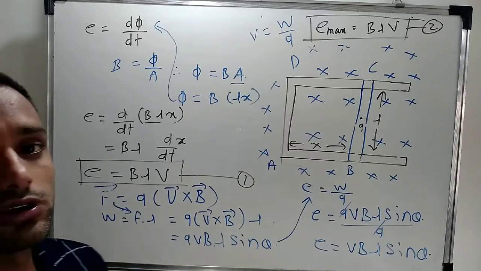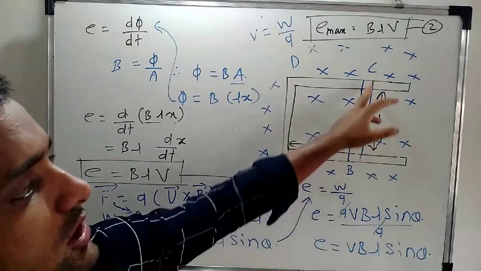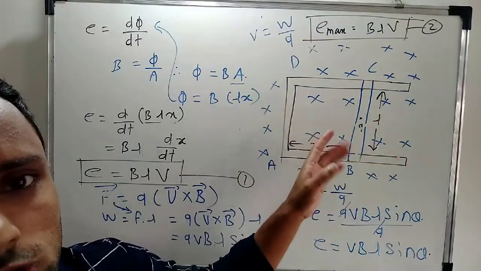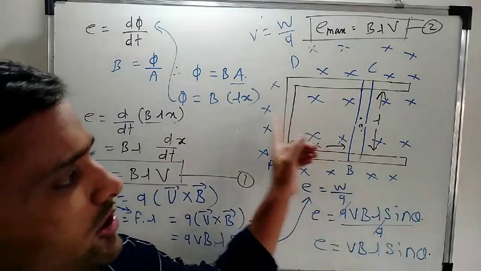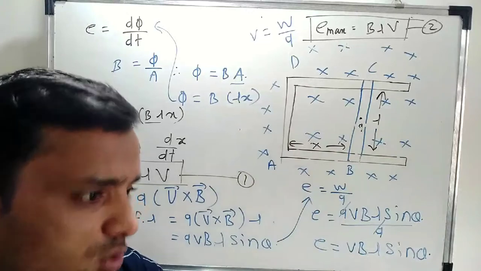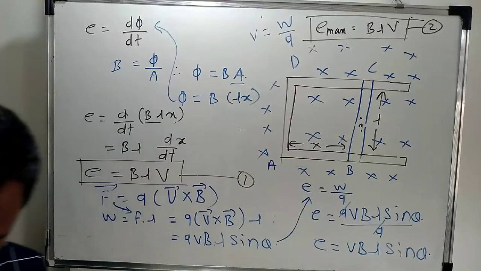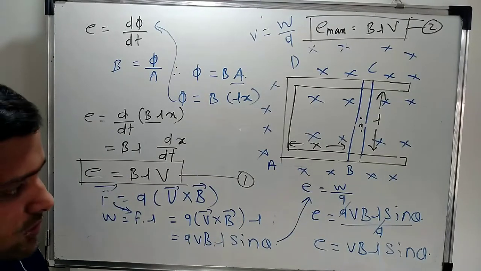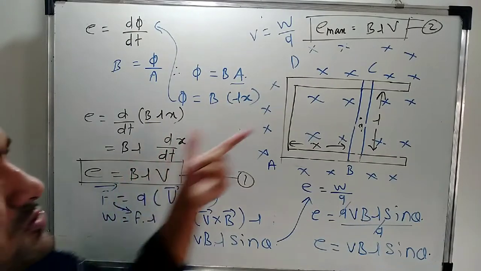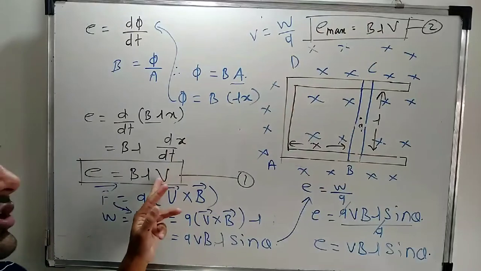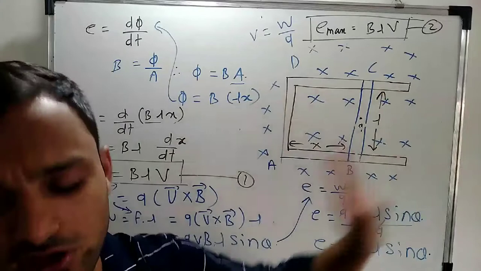So when there is a translational motion of the conductor, the length of the conductor BC can move without friction. This motion is the translational motion. Translational means linear motion, moving in a linear path. These are the equations for the induced EMF when the conductor is translationally moving, when it is linearly moving.